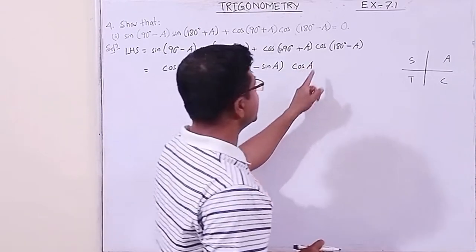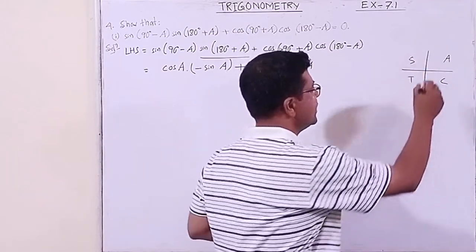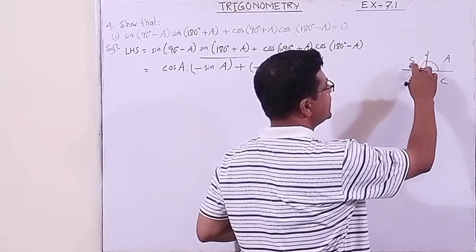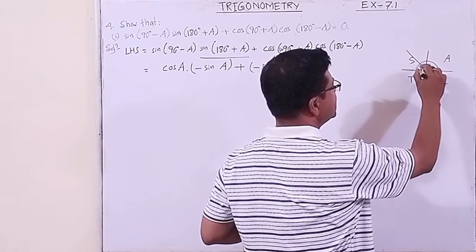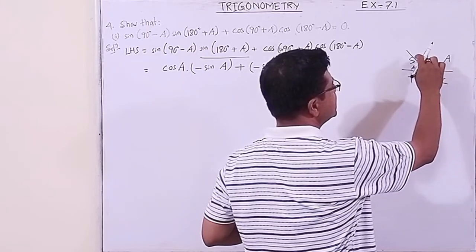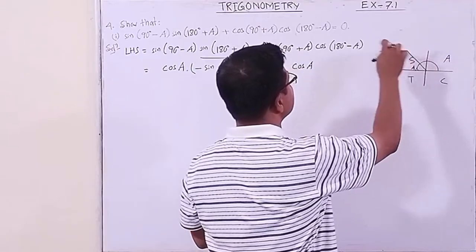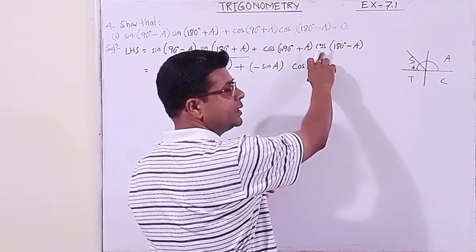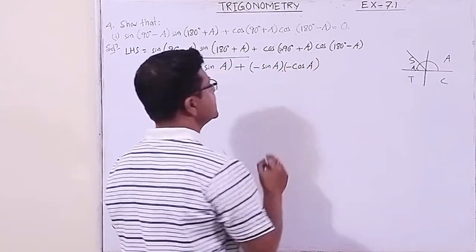Now about the sign. cos(180° − A). This is 180. 180 minus A. My dear student, you see this is 180 degree, 180 minus A, that means it will lie here. Suppose this is A, this angle, so this is the required angle. This angle lies in the second quadrant. In the second quadrant, cos is negative. Okay, so this is negative.